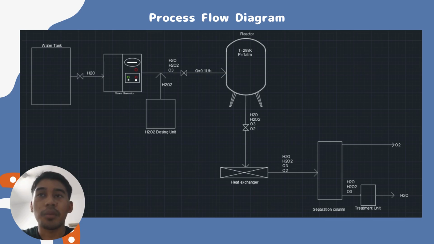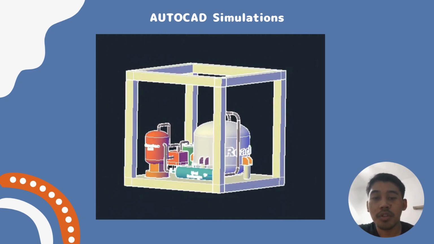To reduce the temperature, it will go to the heat exchanger before going to the separation unit. At the separation unit, oxygen will be released at the top, and water, hydrogen peroxide, and ozone will go to the treatment unit. And at the treatment unit, it will release water, H2O. Here is the AutoCAD simulation for our process.